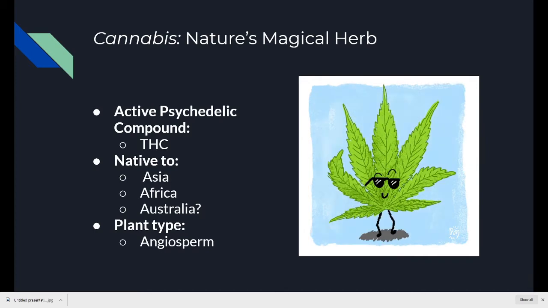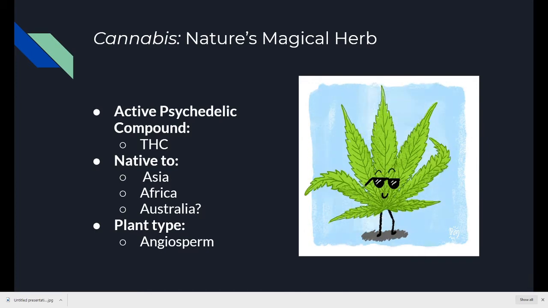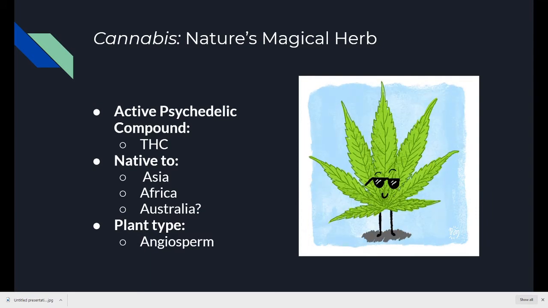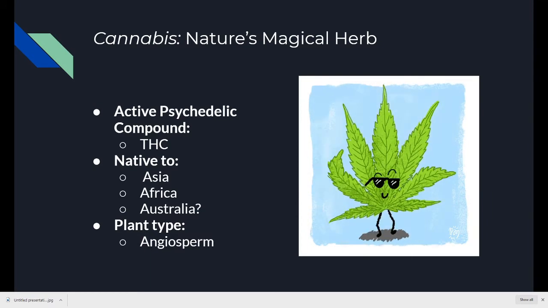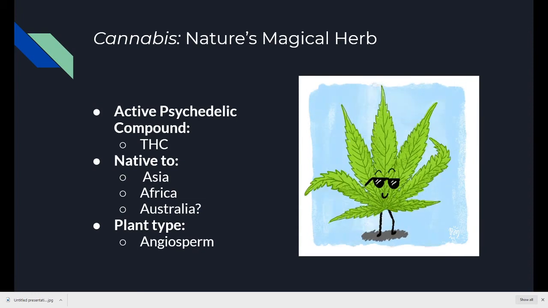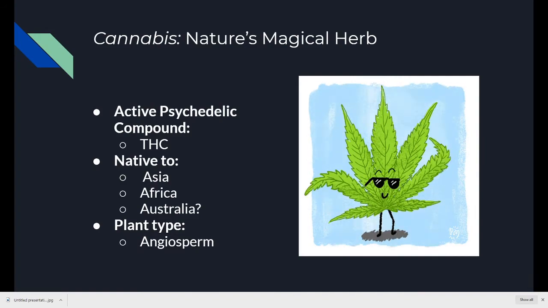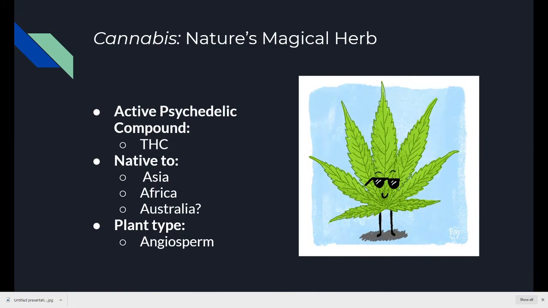Now, this plant is native to Asia, Africa, and we've even found a specific hemp strain in Australia. It's an angiosperm. It's in a family with roses, the Rosales family, and it's a close cousin to hops, which is the plant used to brew beer.